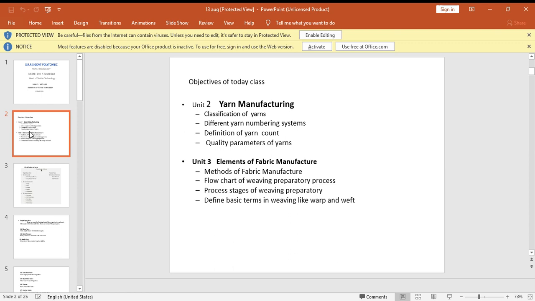In this, the objectives are methods of fabric manufacture, flowchart of weaving preparatory process, process stages of weaving preparatory, and definition of basic terms in weaving like warp and weft.